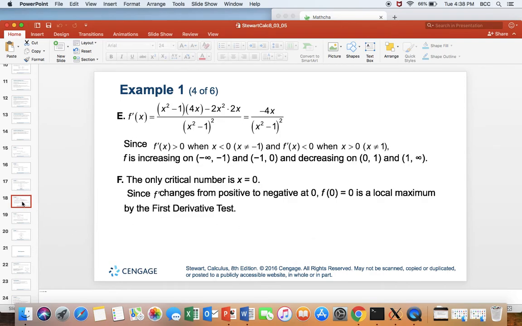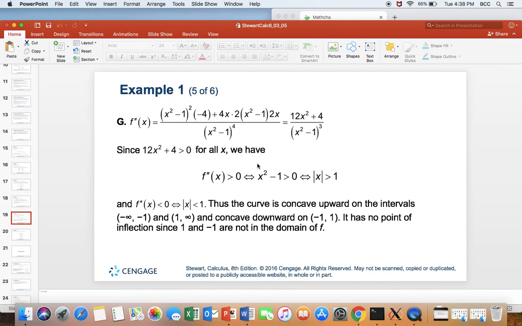Next you find the derivative. This is the quotient rule: the square of the denominator, then on the top, the derivative of the top times the denominator as it is, minus the derivative of the bottom times the numerator as it is. Anyhow, after cancelling, this is what you have. See where f prime is positive, using test points, where f prime is negative, and so on. The only critical number is x equals 0.